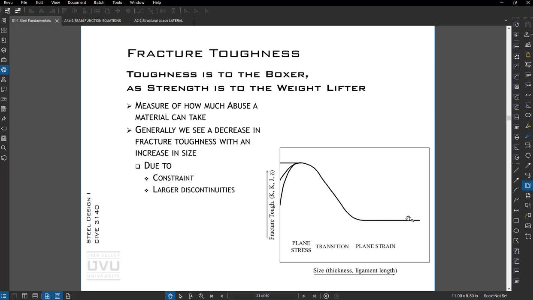And this can be a problem if you do your testing, like a Charpy test, on a 1/2 inch specimen and you're getting toughness up in this area, and then you have a 4 inch thick base plate. You're not going to have the same material behavior.